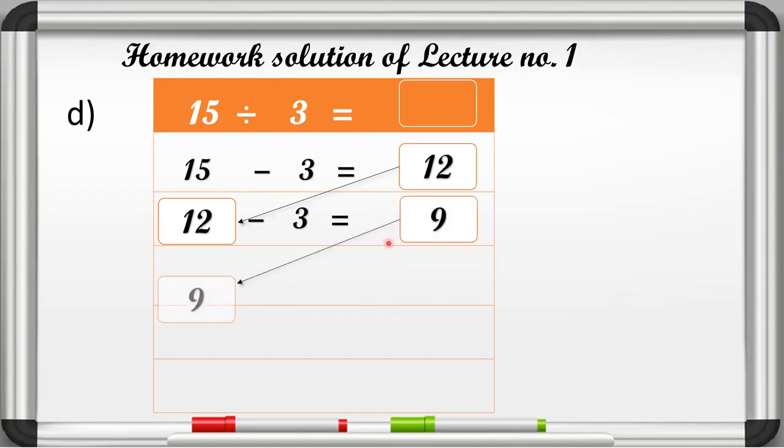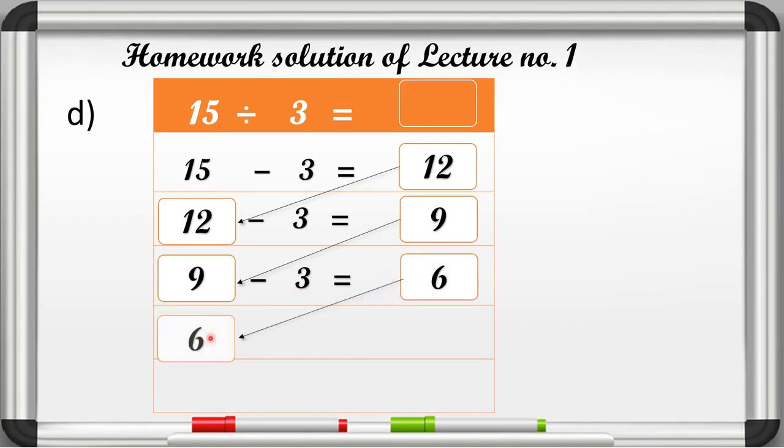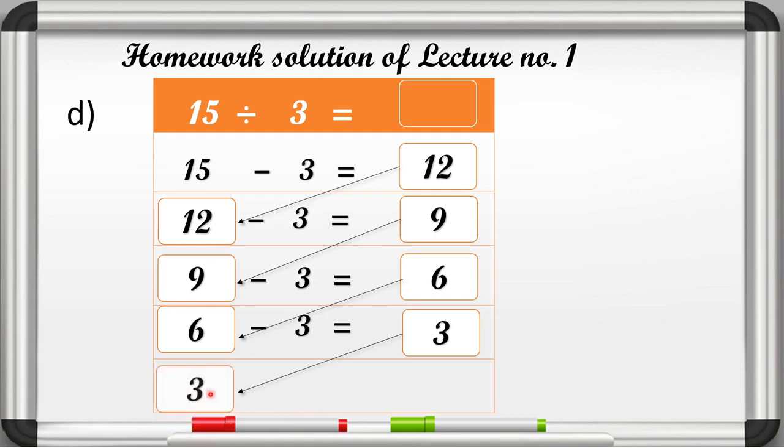Now 9 minus 3. So keep 9 in your mind and 3 on your fingers. Let's start backward counting. 8, 7, 6. So we'll write 6 here. Now we have to subtract 3 from 6. So here we will write 6 minus 3 is equal to dash, and that is 3. So we'll write 3 here. Okay. Now the last step is 3 minus 3, and that is equal to 0. So how many times we have subtracted 3? 1, 2, 3, 4, 5. 5 times. So we will write 5 here.